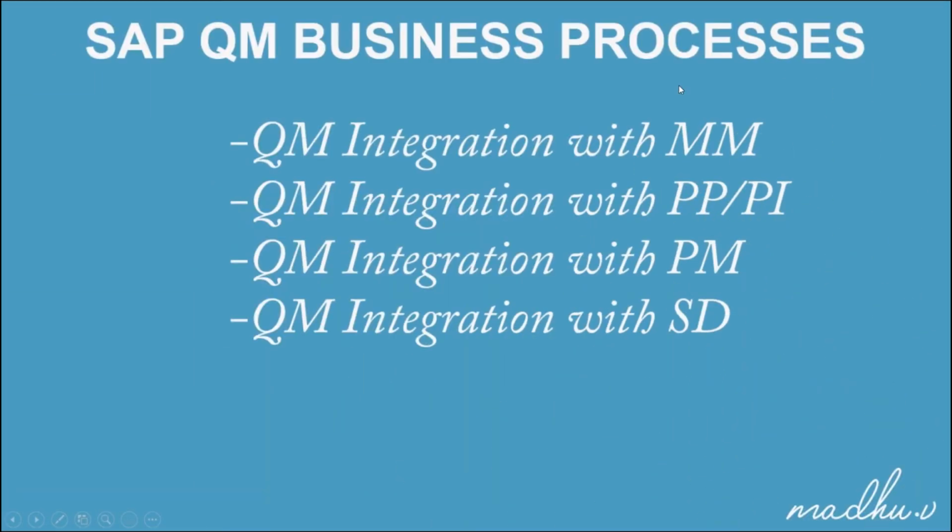So now the QM business process. What is a business process? Here, mainly, how the quality management department and module is integrated with other modules or other departments. The first one is QM integration with MM. I will explain what all these are. Now, QM integration with PP and PI, and integration with PM and SD. So let's start with QM integration with MM.